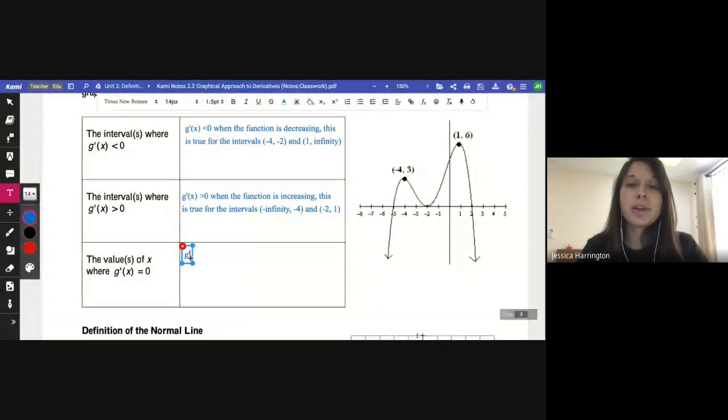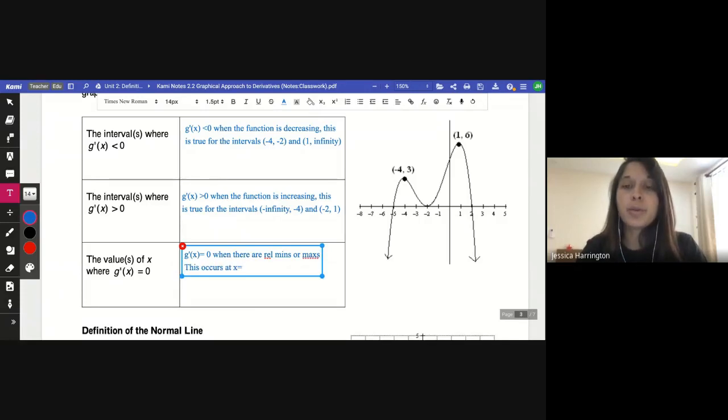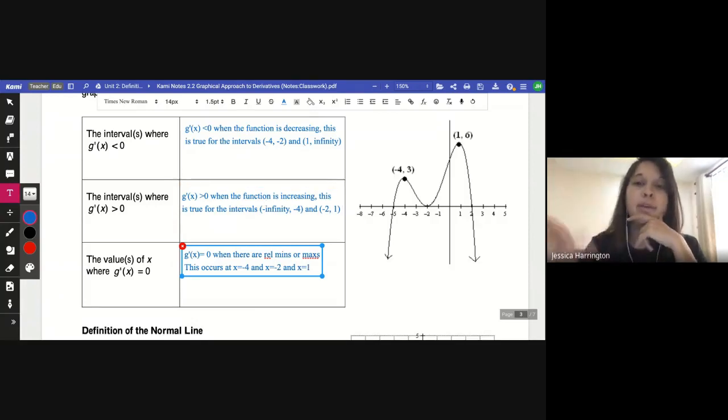So let's write g prime of x equals 0 when there are relative mins or maxes. So this occurs on our graph at x equals -4 and x equals -2 and x equals 1, right? Those are the three places that the graph turns around and has a relative min and a relative max.